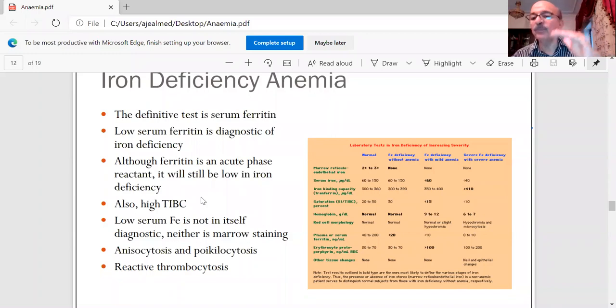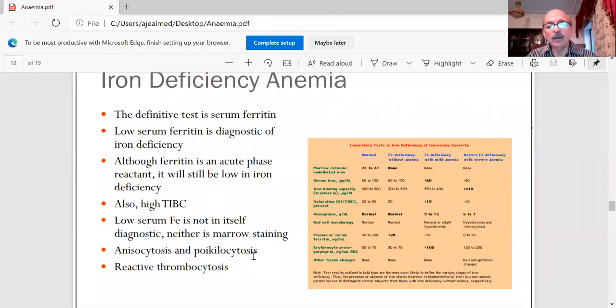Is this clear? In states of iron overload, the serum iron will go up and the total iron binding capacity will go down. So the relation, instead of being 1 to 3, may be 1 to 2, or 1 to 1.5. Is this clear? Okay. So this is the way you should read the serum iron and the TIBC.